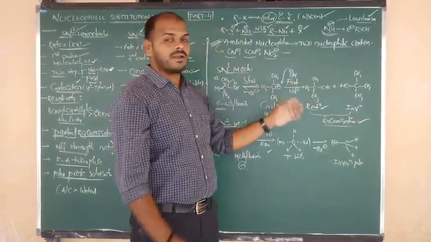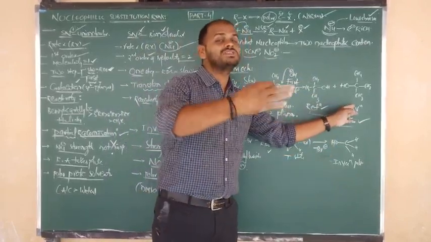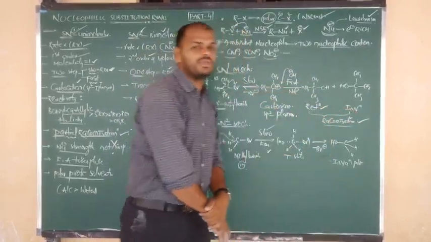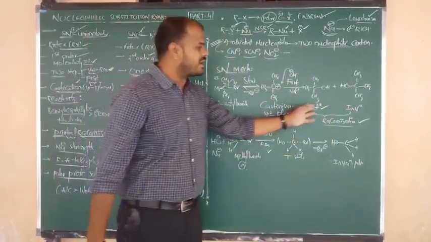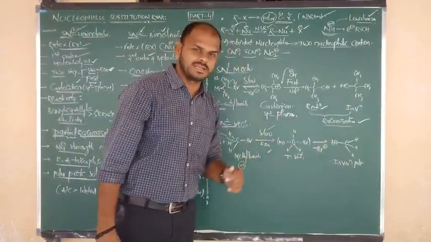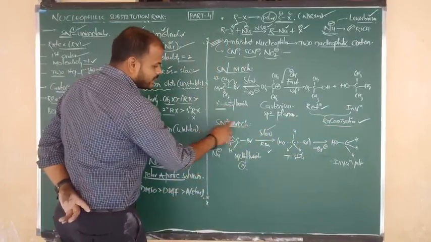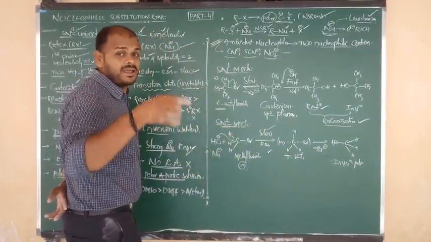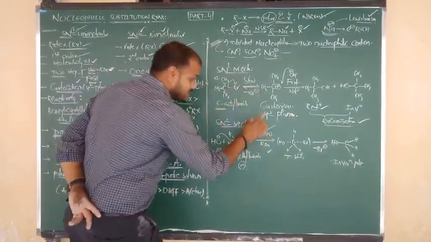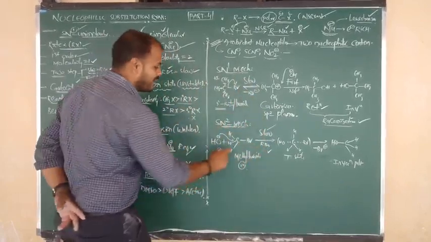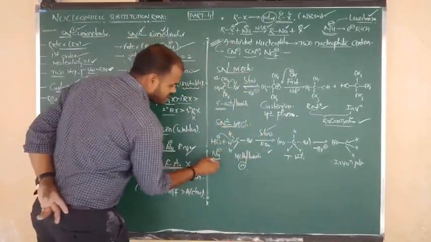In the case of back attack, there is no more repulsion, which means inversion is dominant as compared to retention. Such a mixture of retention and inversion is called partial racemization. Good. SN2 mechanism. In the SN2 mechanism, only one step is there. In that one slow step, two species are involved: one is alkyl halide and one more is nucleophile.